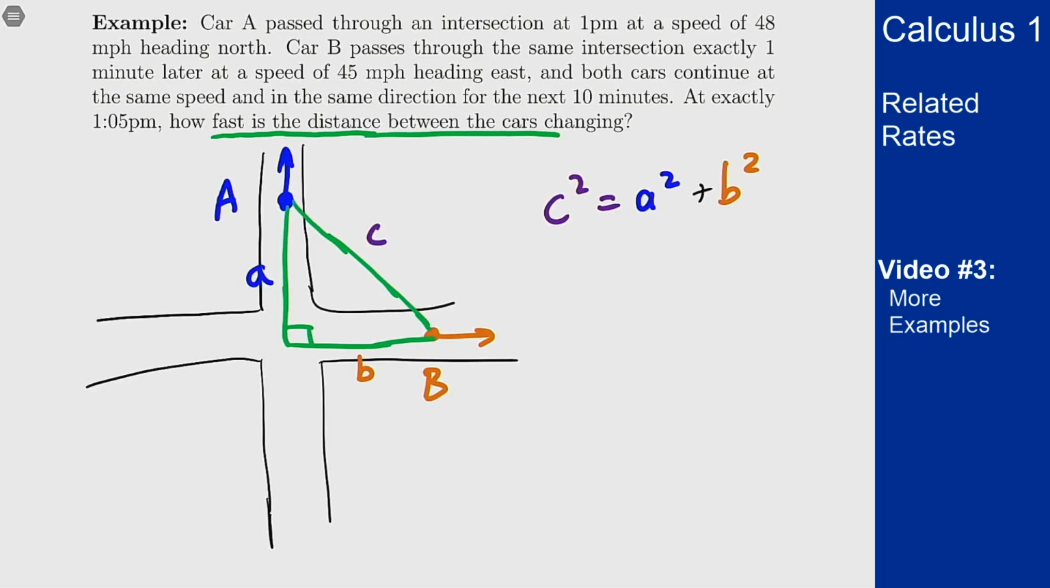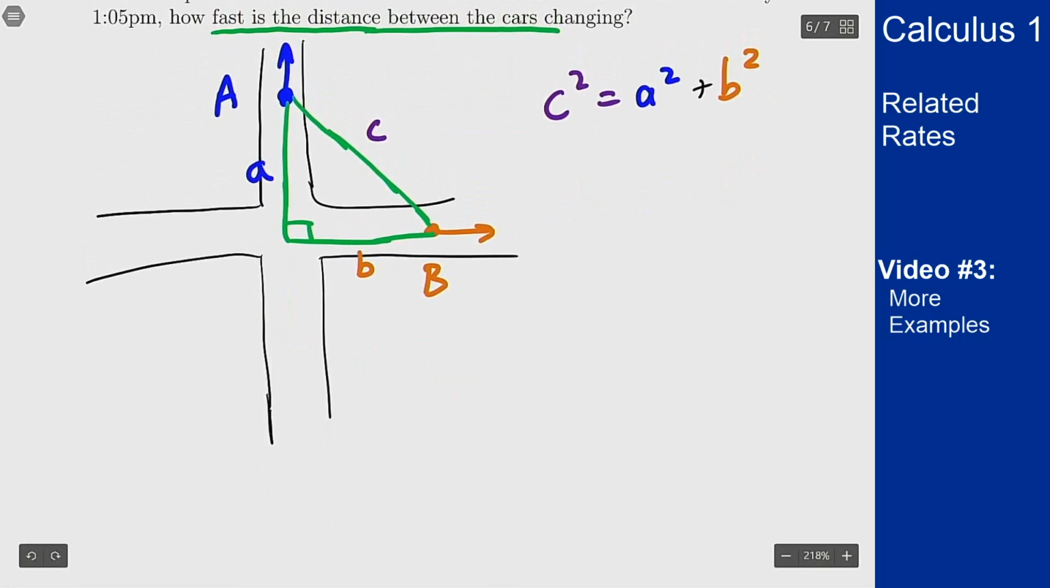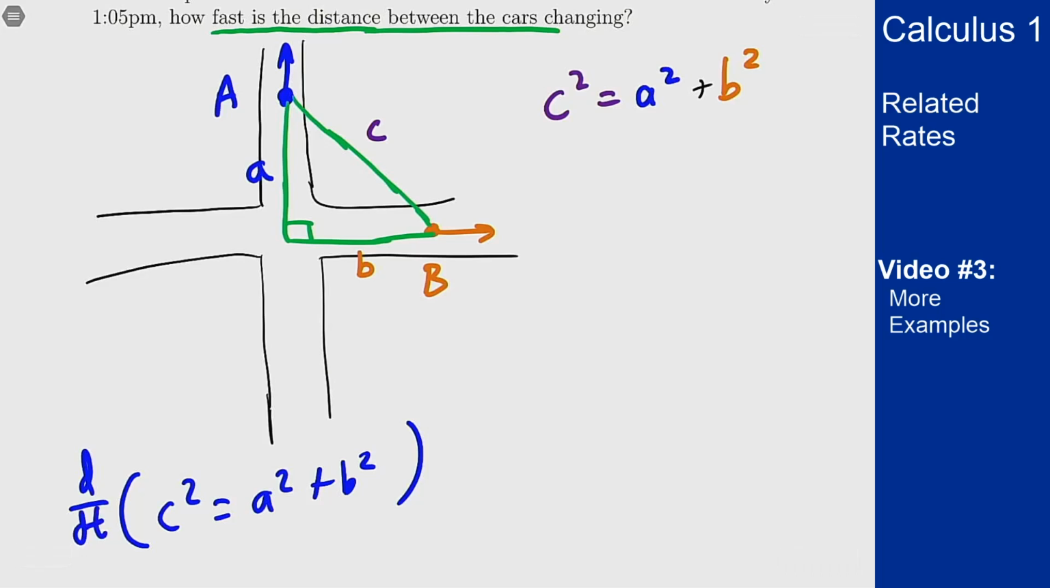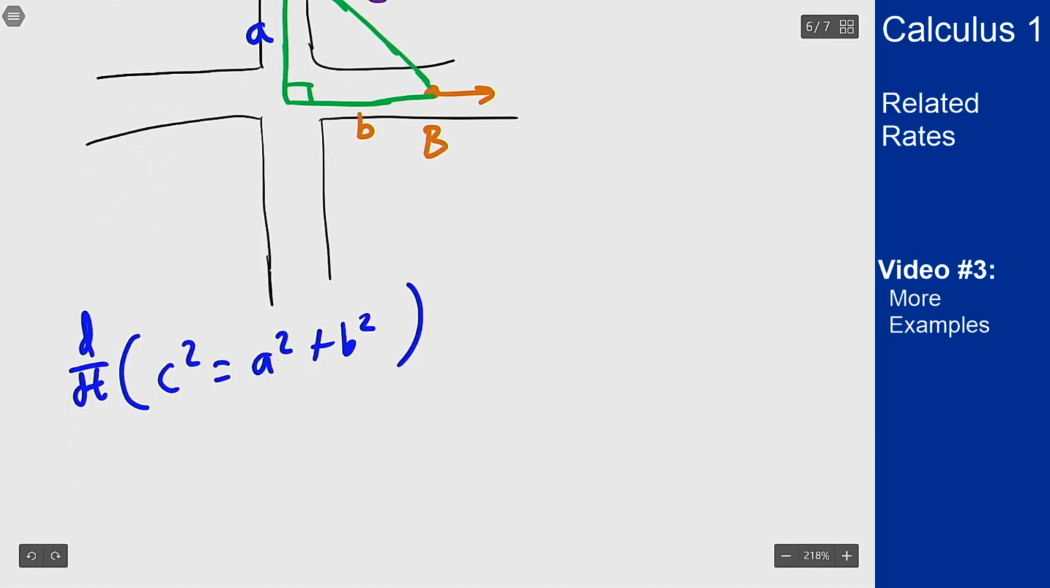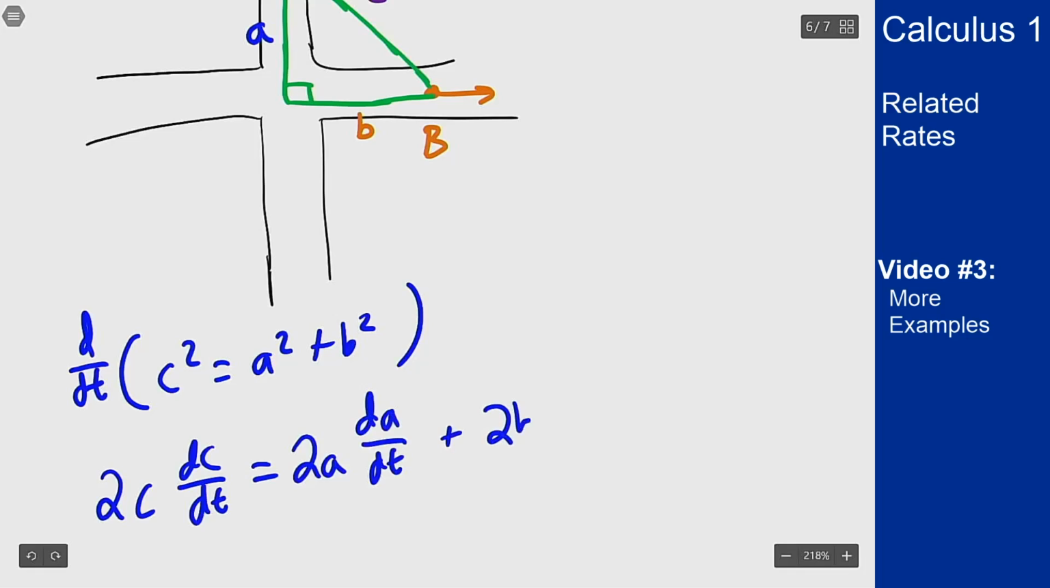Anything I plug in here is going to be a mistake. So let's start by differentiating this equation. So we have c squared equals a squared plus b squared. I'm differentiating that in time. Let's take that derivative and see what we get. All these are chain rule type problems. So we're going to get 2c dc/dt equals 2a dA/dt plus 2b dB/dt.